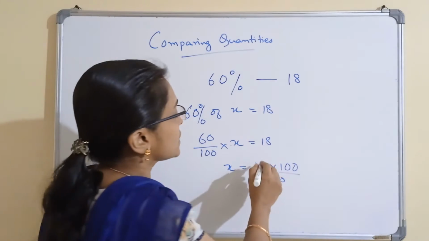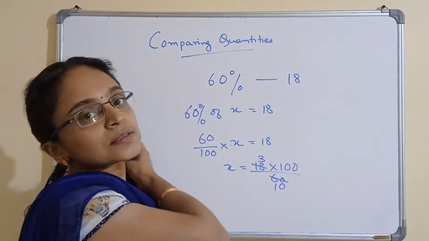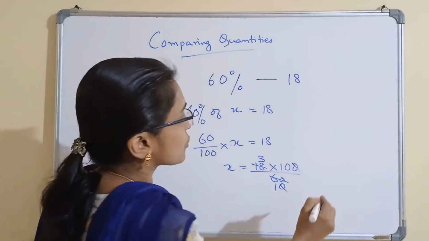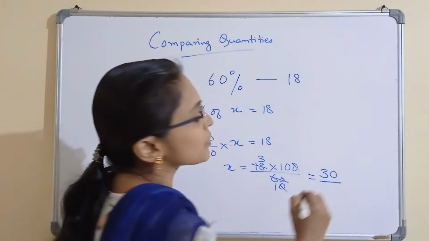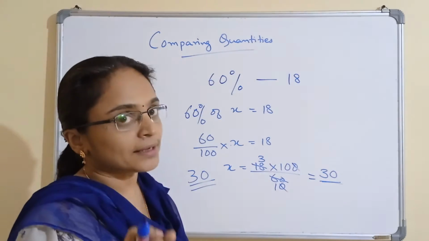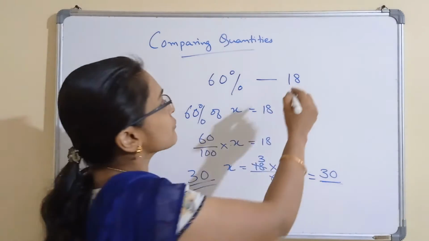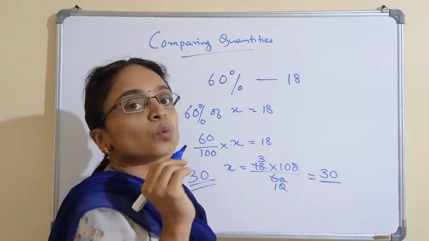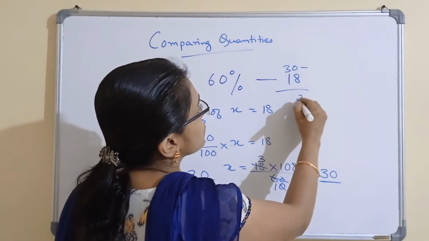6 will go in 18 3 times. 6 will go in 60 10 times. So this 0 will cancel and you will get this as 30. So the number of students is 30. Okay. So to find the ratio of the number of girls to number of boys, number of girls is given as 18. What is the number of boys? 30 minus 18, which is equal to 12.